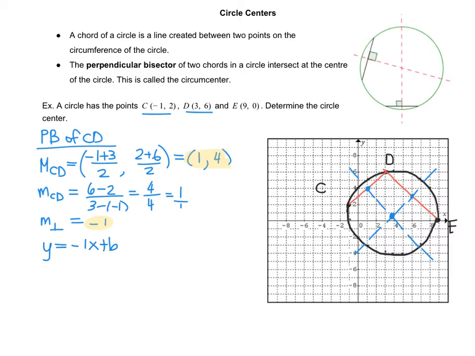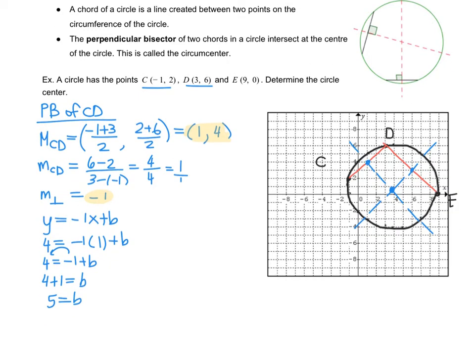Let's sub our midpoint in. So for y I will put 4, and for x I will put 1. And now I can do my multiplication. Negative 1 times 1 is negative 1. And when we bring that negative 1 over, it will turn positive, and 4 plus 1 is 5. So there we are. The equation of our first perpendicular bisector is y equals negative x plus 5.